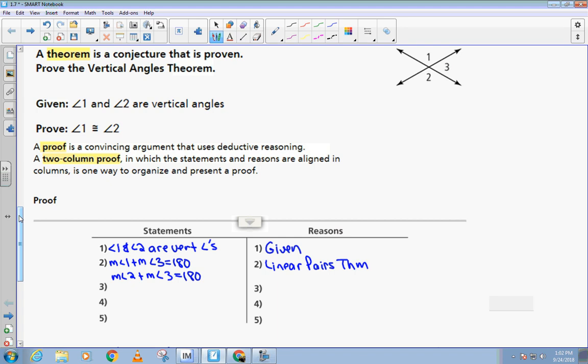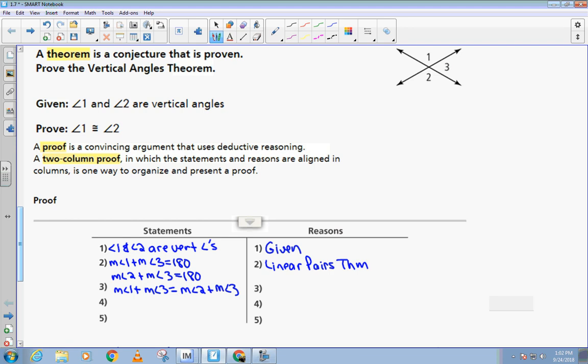Now, I see that those two sums both equal 180. And if those two sums both equal 180, could I set the sums equal to each other? Yes, that's equal to the same thing. So I can say now that the measure of angle 1 plus the measure of angle 3 equals the measure of angle 2 plus the measure of angle 3. What would that be called?